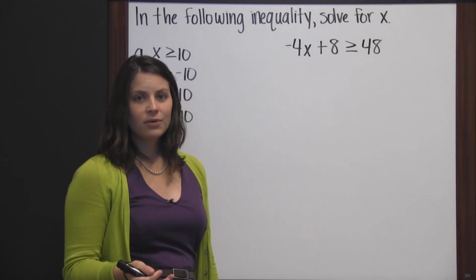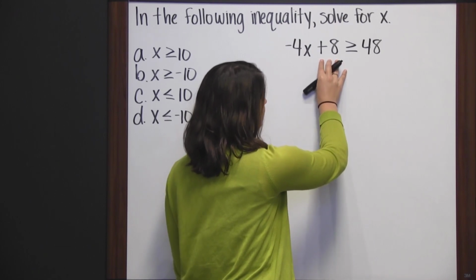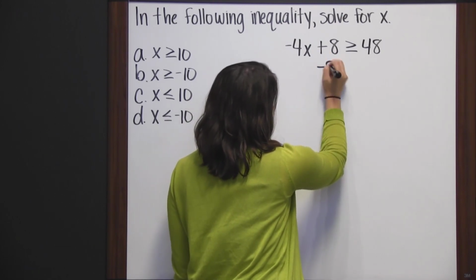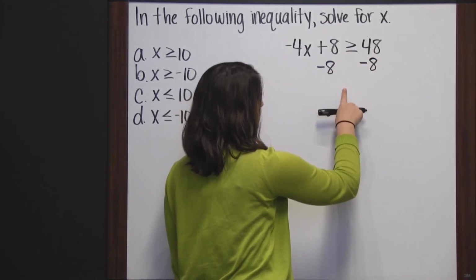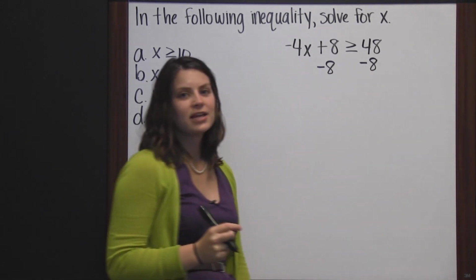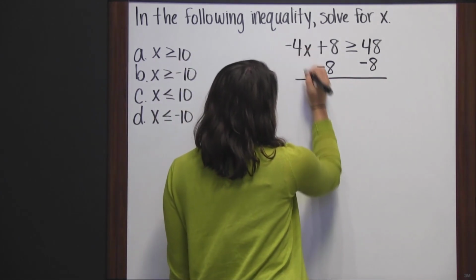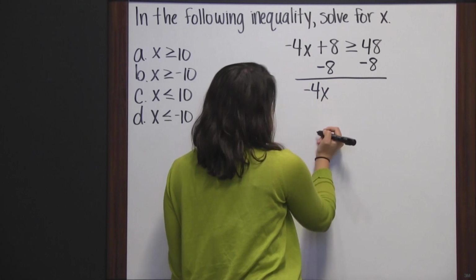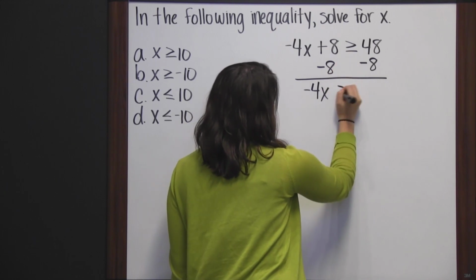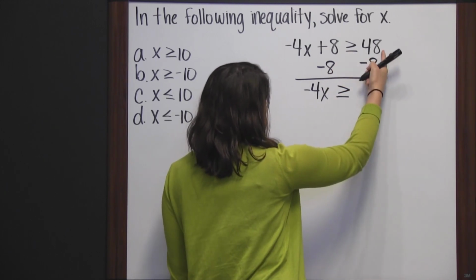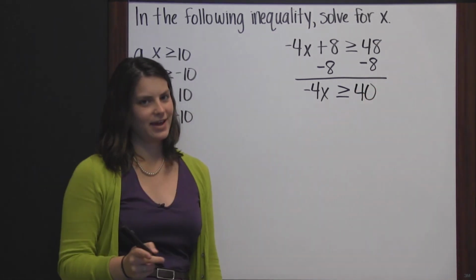So we'll start by getting rid of the plus 8. And we can get rid of it by doing the exact opposite of adding 8, subtracting 8. And if we subtract 8 from the left side of our inequality symbol, then we must also subtract 8 from the right side to keep it even. So we bring down our negative 4x. A positive 8 minus 8 is 0, is greater than or equal to 48 minus 8 is 40. We're almost done.